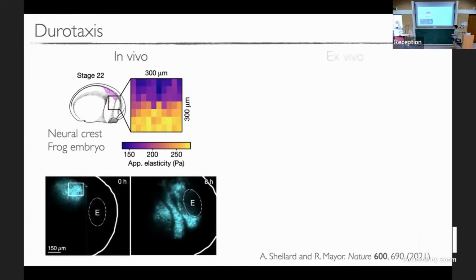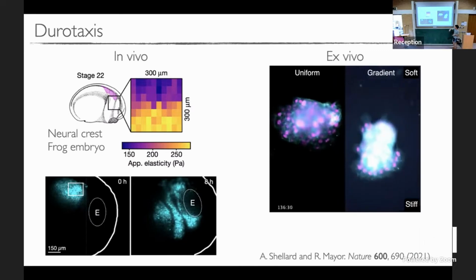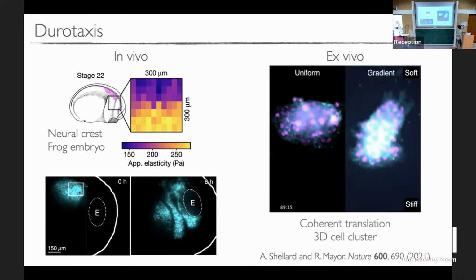And then what's interesting is that they can take these cells and put them ex vivo on synthetic substrates. And when the substrate has a uniform stiffness, the cluster doesn't move. But when the substrate has a stiffness gradient, then the cluster performs durotaxis. Okay. And so here I want to point out two things again.